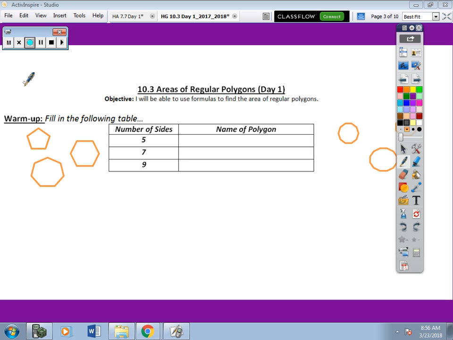Today we're going to find the area of regular polygons. So who can remind me what is the name of a polygon with 5 sides? A pentagon.